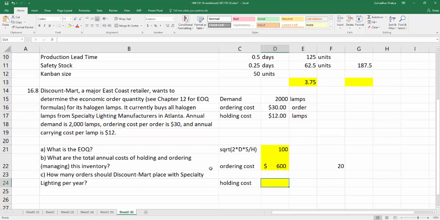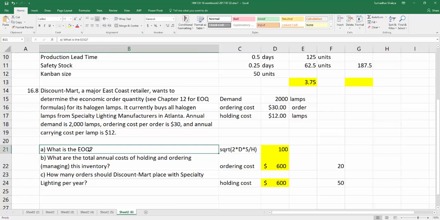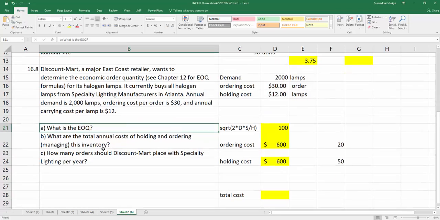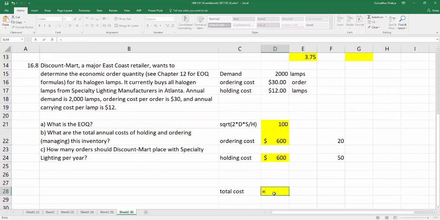That's $600. Now, if you remember, if you're placing orders of 100, then on average we have an inventory level of 100 divided by 2. So on average, that is 50 lamps on hand, and when a single lamp costs $12 to store, 50 lamps would cost you $600. It's not a coincidence that the ordering cost equals the holding cost. It's one of the assumptions of the economic order quantity model. So the total cost is 600 plus 600, a total of $1,200. That's about it in this chapter as far as numerical problems are concerned.